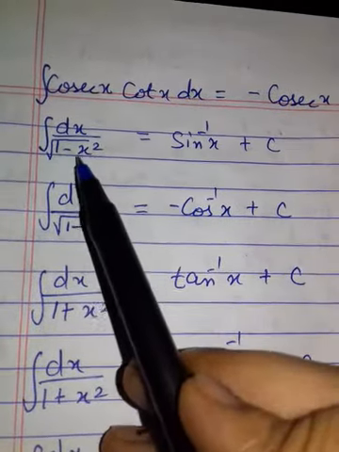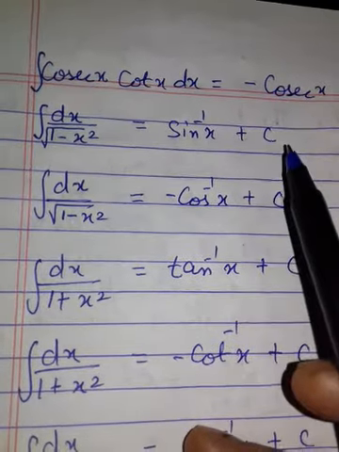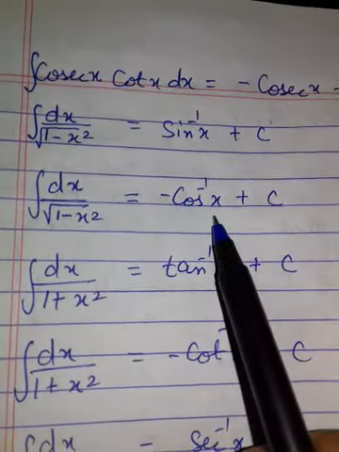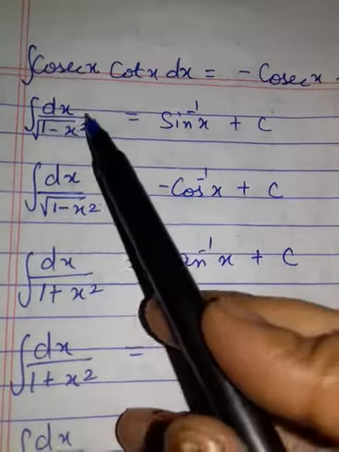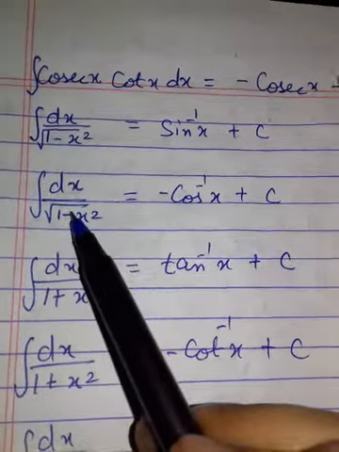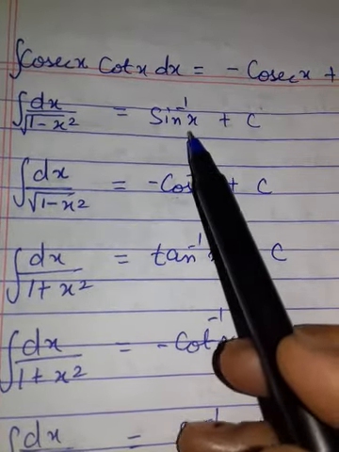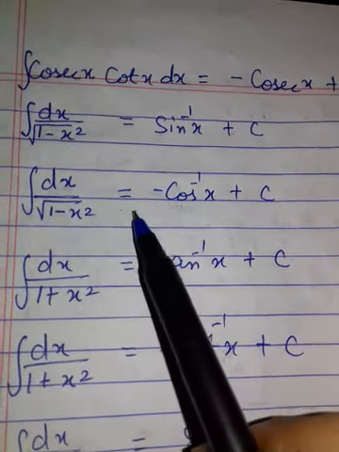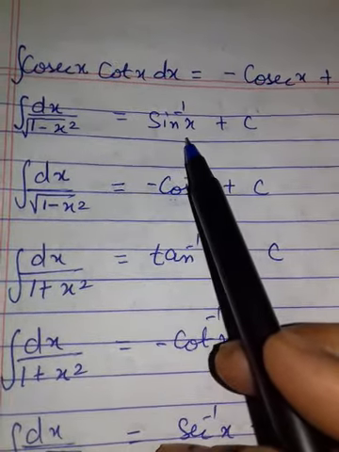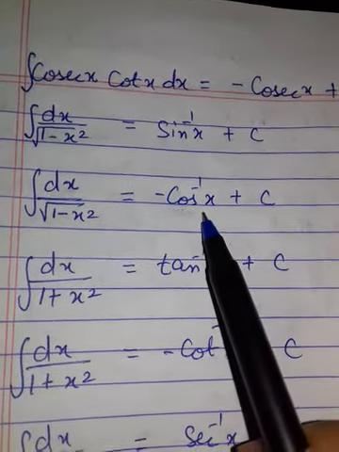Dx upon under root 1 minus x square is equal to sin inverse x plus c, and we can say minus cos inverse x plus c also. Both are giving the same result because this one is the same but the difference is here. You will see what you have to prove. If you have to prove in sin inverse, you will use this formula. If you have to prove in cos inverse, you will use this formula.